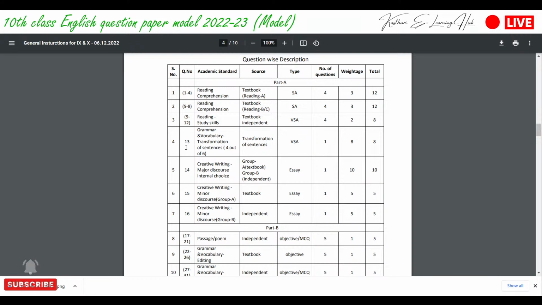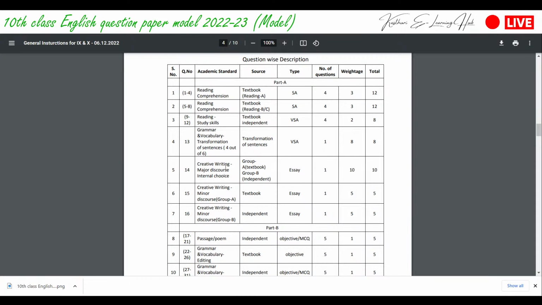Then is the 13th one. Yeah, here you have grammar and vocabulary, 4 out of 6. You are given a choice. 6 questions are there. Among that you have to write only 4. Okay, so choose whichever you know the best, only write those ones. Don't try to write all of that and write extra and all. No. Make a choice. Which one you are sure that it is going to be correct. Write only those. Okay, and that's carrying 8 marks, 2 marks each.